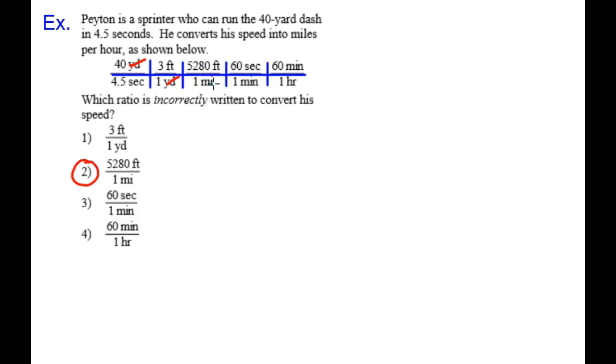If we continued on, we could see that our seconds and seconds would cancel out, and our minutes and minutes would cancel out. So we could see our time is correct. We have per 1 hour. It's just this conversion that was wrong.